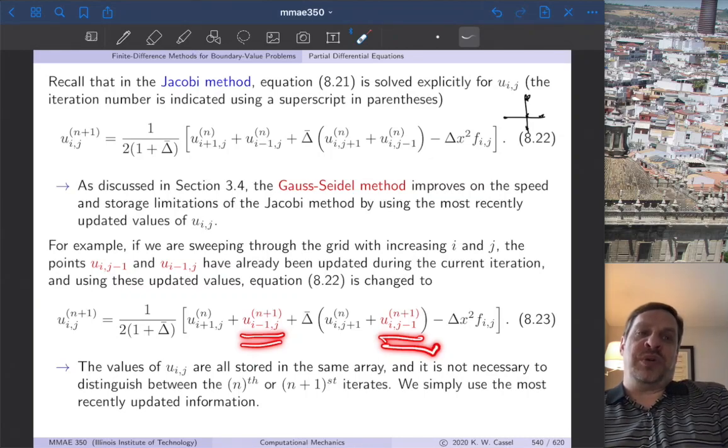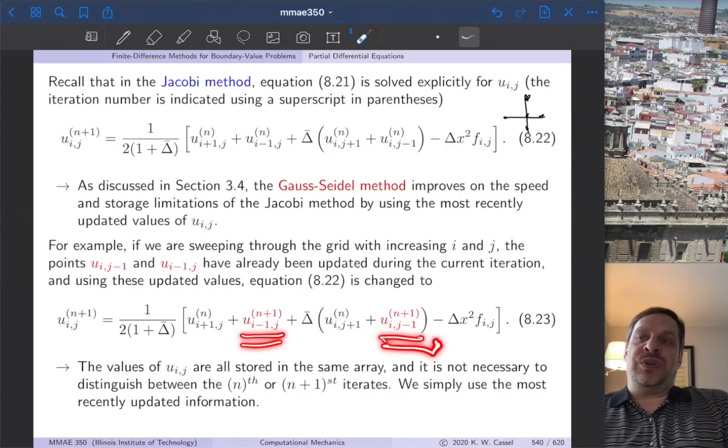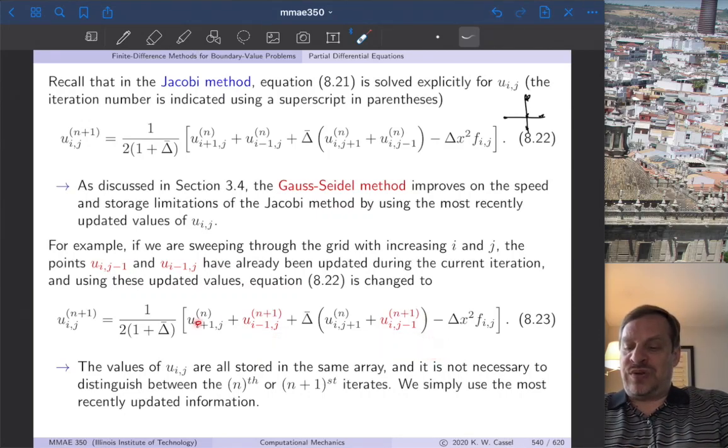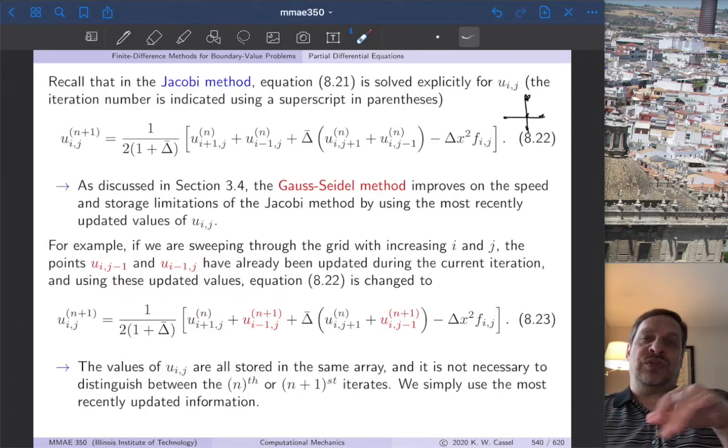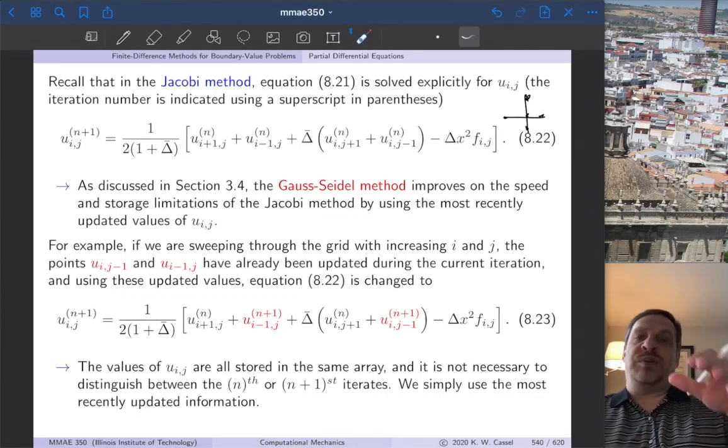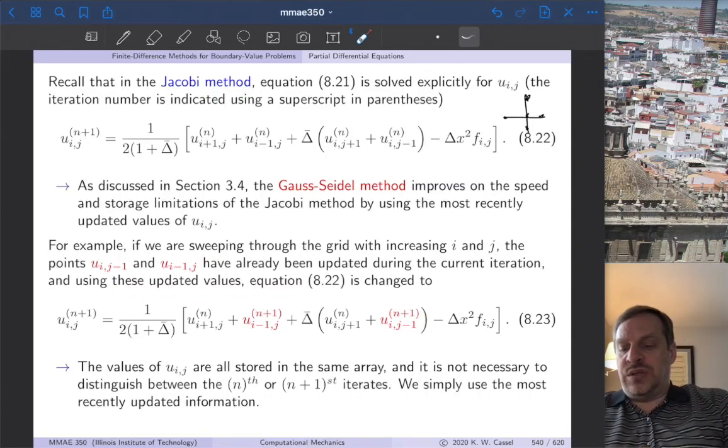Now you'll remember from our discussion for the 1D case that we don't actually program it any differently. We don't identify specifically whether it's an n or an n plus 1. We just keep everything in the same 2-dimensional array now, and so if a point gets updated, it's updated, and if you pull out that point to do another calculation, it's the most recently updated value. So there's nothing in the code that says whether it's an n or n plus 1.